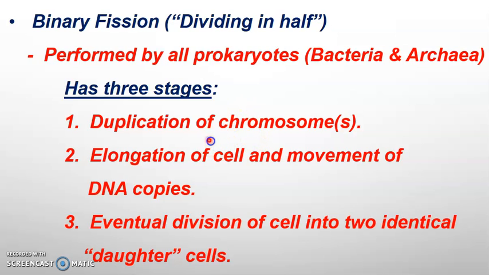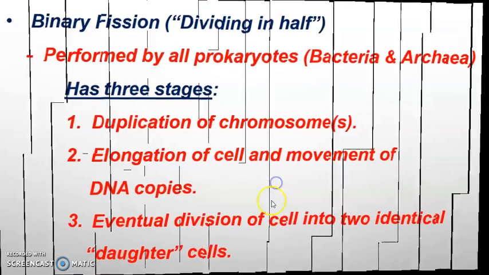The bacterial cell will simply duplicate all of its DNA or chromosomes, and then starts to elongate, moves the DNA copies to each side of the elongated cell, and then just simply divides down the middle into 2 equal halves or daughter cells. So here's how that would look.